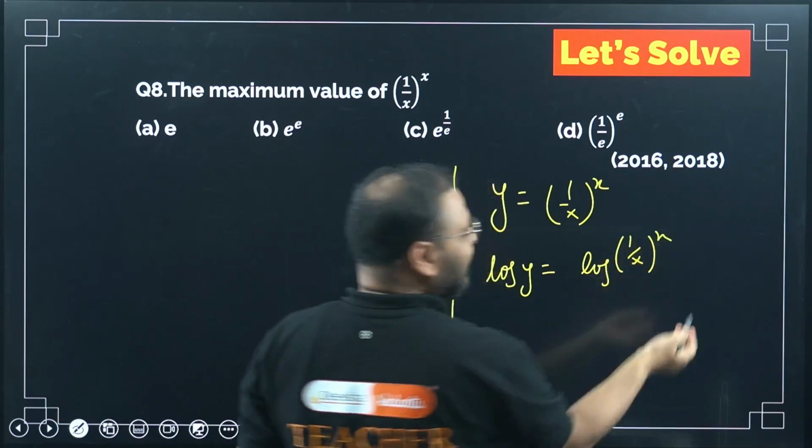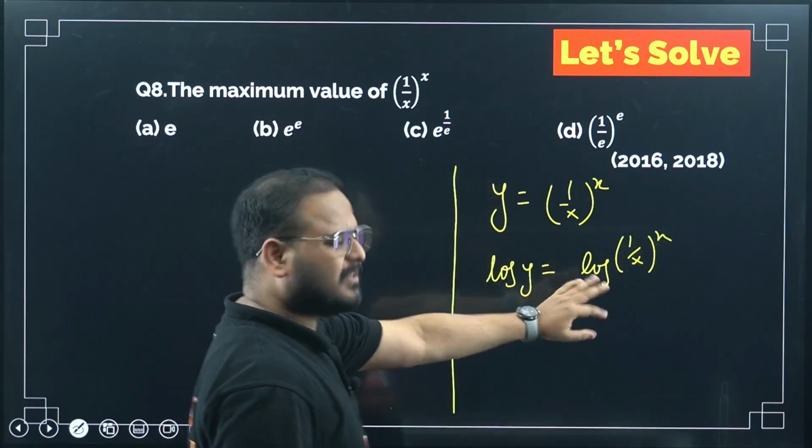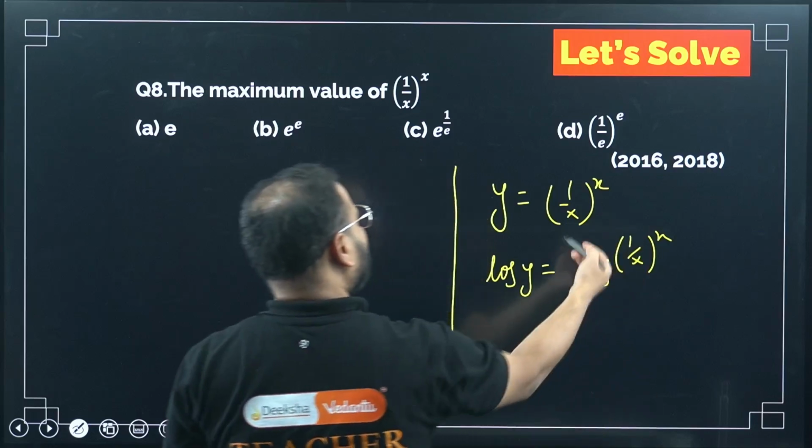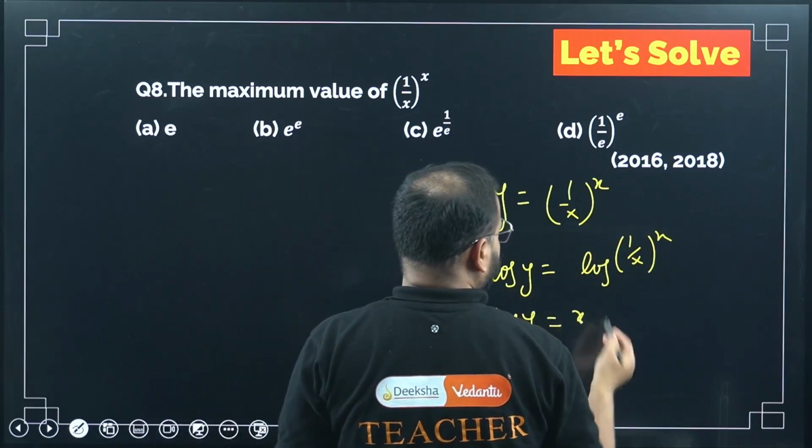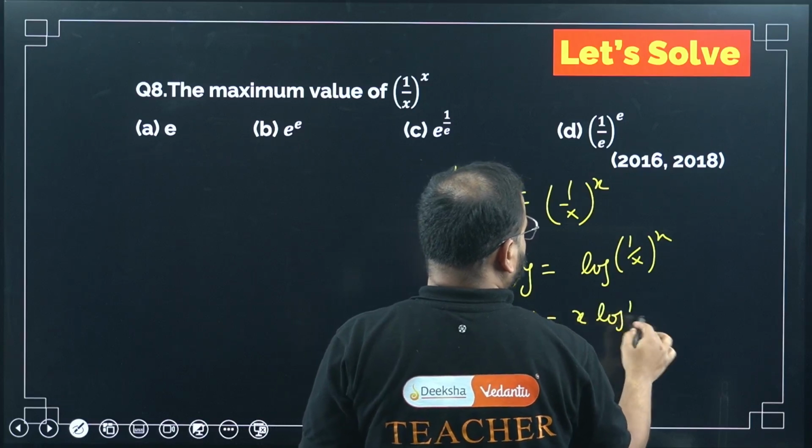Okay. What log? I can use natural log also, ln I can also write. But it's simply log. You can write it as ln also. Take log over here. What am I going to get? Log of y equal to x log 1 by x.